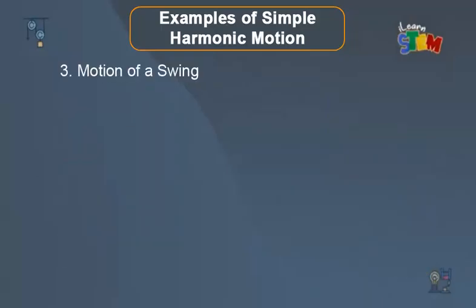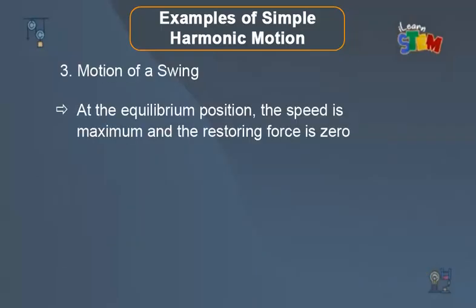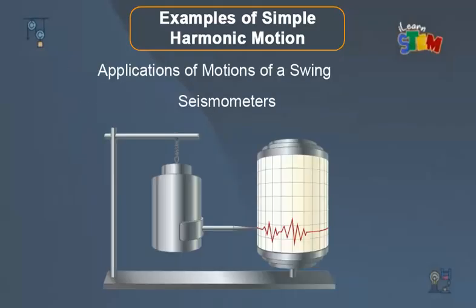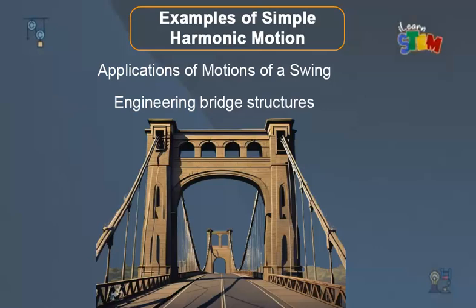3. Motion of a swing. At the equilibrium position, the speed is maximum and the restoring force is zero. The motion is repetitive. Applications of motions of a swing. Seismometers detect ground motion during earthquakes through pendulum oscillations. Engineering structures. Understanding pendulum motion helps design structures like bridges to resist oscillations.